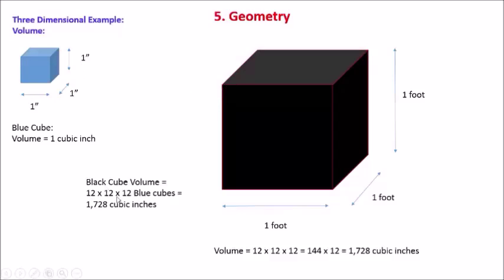Similar to the previous argument we had in the previous slide, how many blue cubes do I have here? 12 times 12 times 12, 1,728 cubic inches. That is the volume, right? Because each blue cube is 1 cubic inch. So the formula for the volume of this cube is just like before. Here I've got 12 inch, 12 inch, 12 inch. So 12 times 12 times 12, that is 1,728 cubic inches. Now you know exactly why.